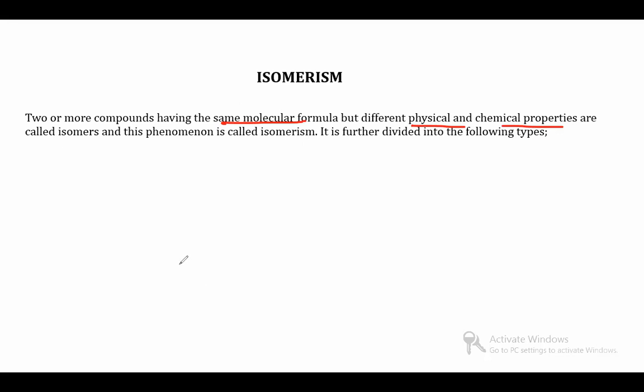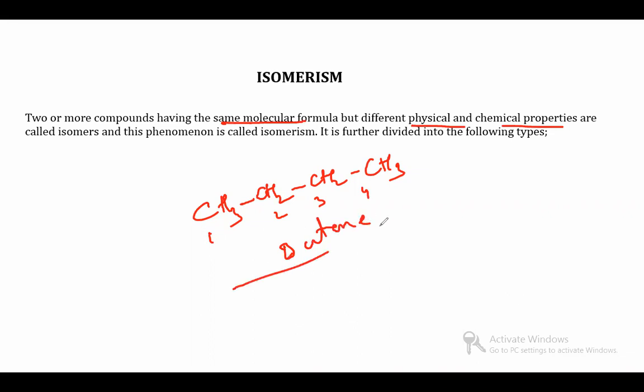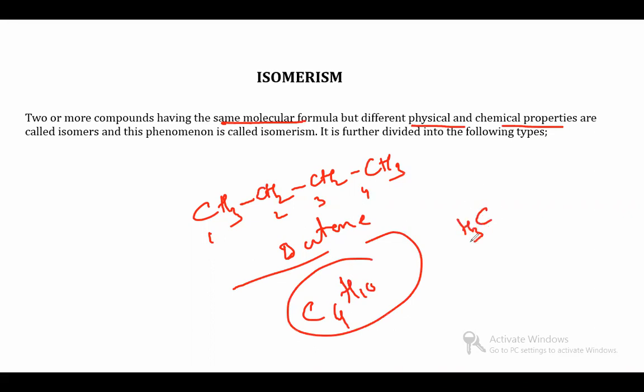For example, you can notice the compound CH3, CH2, CH2, CH3. What is the name of this compound? 1, 2, 3, 4, single bond. That is butane. Similarly, how many carbons are here? 1, 2, 3, 4, so C4. And hydrogen: 3 plus 3, 6, plus 4, 10. C4H10. Right?